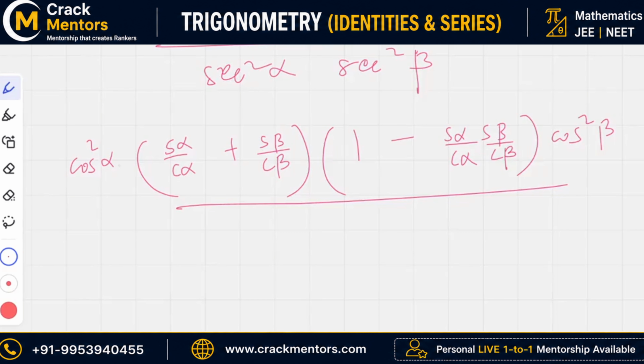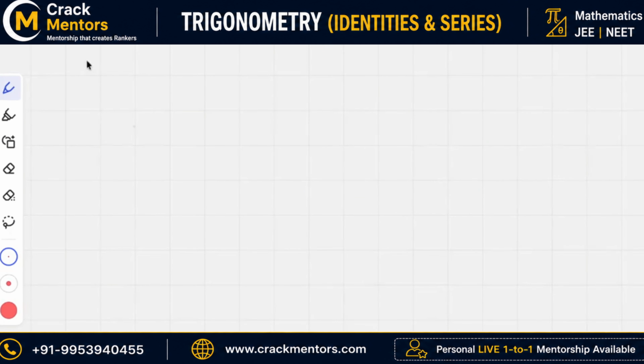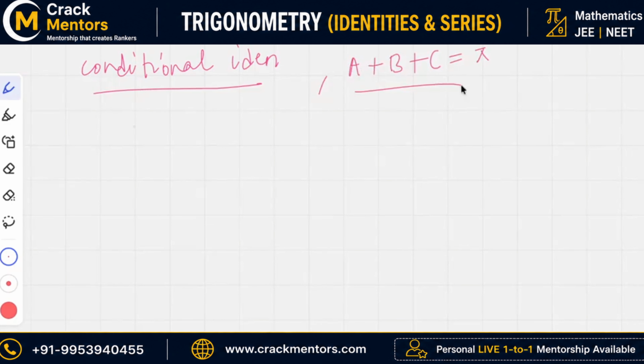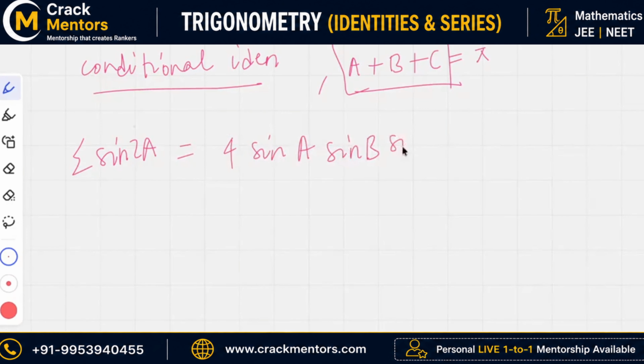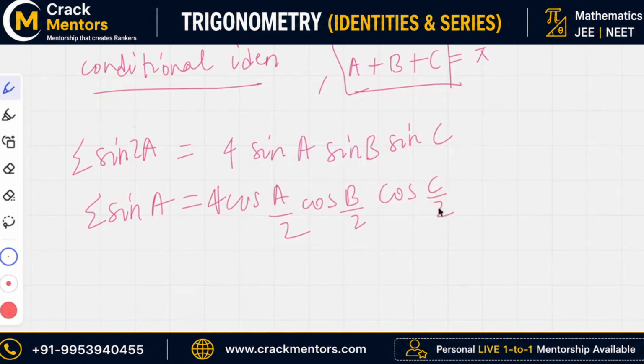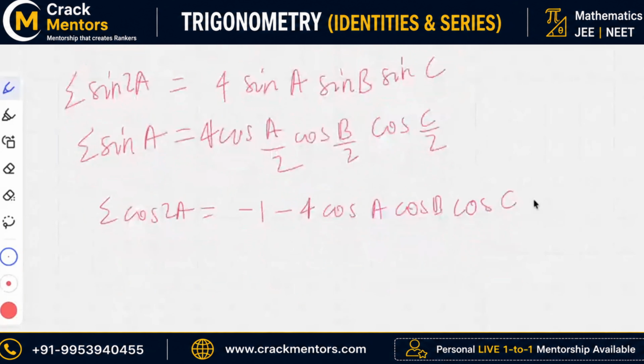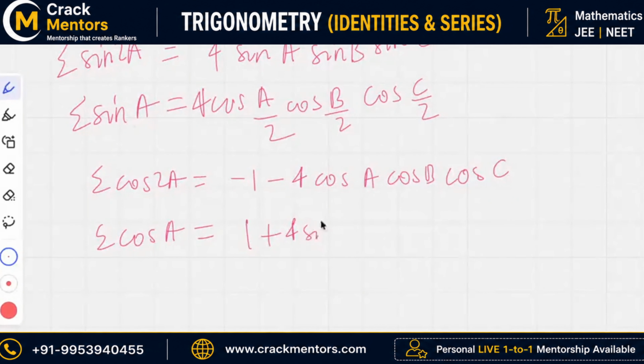Now finally, some last things, then this chapter should be over. So now we have to study conditional identities. Conditional means some condition is applied. That condition is a plus b plus c is pi, meaning these are forming a triangle. Sigma sine 2a is 4 sine a sine b sine c. Sigma sine a would be 4 cos a by 2 cos b by 2 cos c by 2. Then sigma cos 2a would be minus 1 minus 4 cos a cos b cos c. Then sigma cos a would be 1 plus 4 sine a by 2 sine b by 2 sine c by 2.